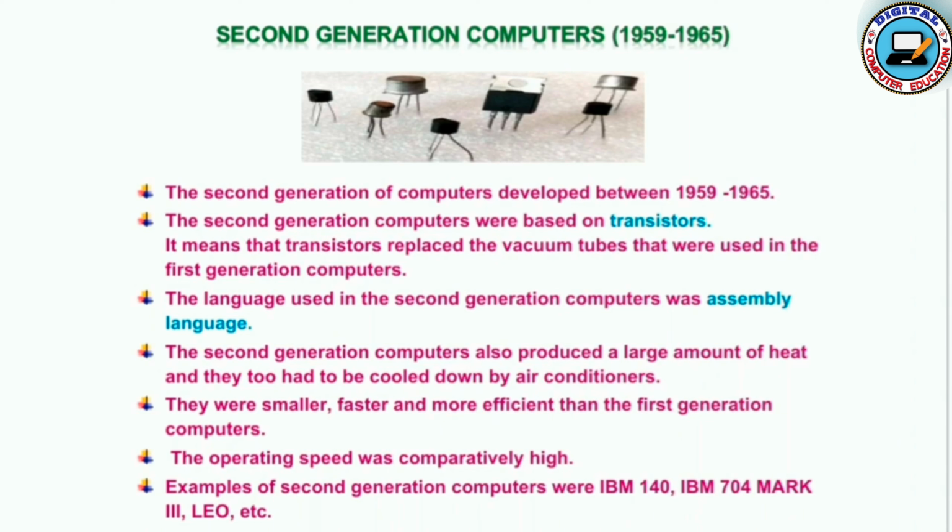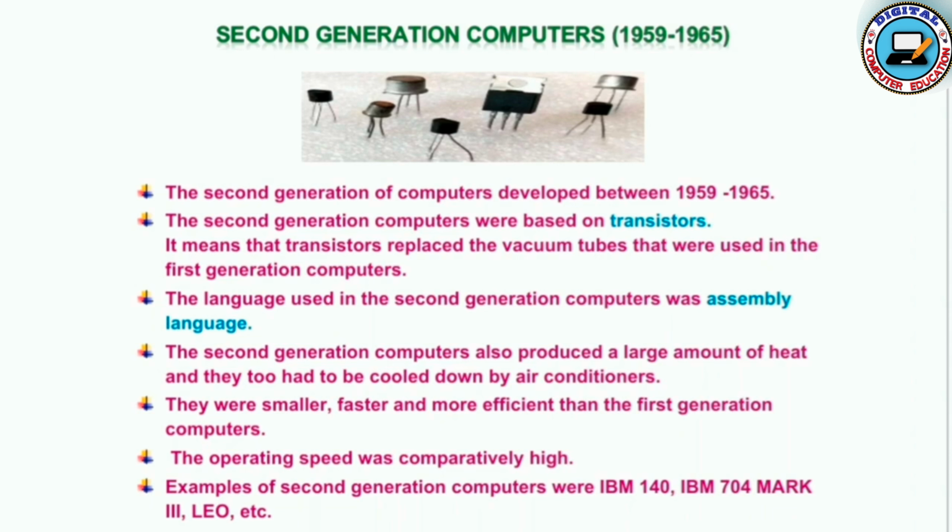The second generation computers also produced a large amount of heat, and they too had to be cooled down by air conditioners. They were smaller, faster and more efficient than the first generation computers. The operating speed was comparatively high. Examples of second generation computers were IBM 1401, IBM 704, Mark III, LEO, etc.